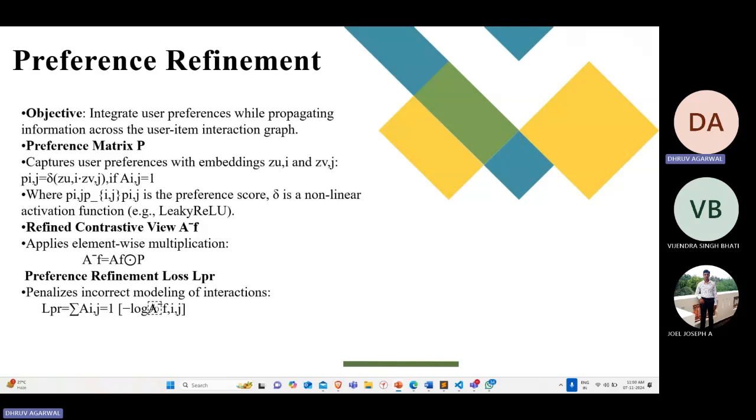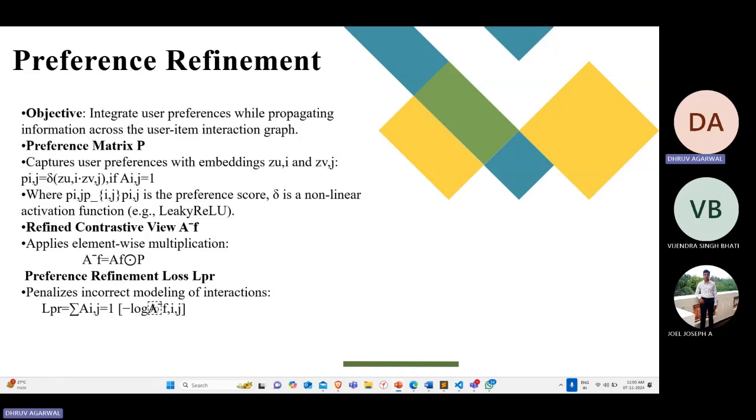The third layer we will be talking about is the preference refinement layer. The preference refinement layer's objective is to create a preference matrix P. In the preference matrix P, we give more weight to the items specific to one user than the items that are not specific to the user. These are the formulas to calculate the matrix.